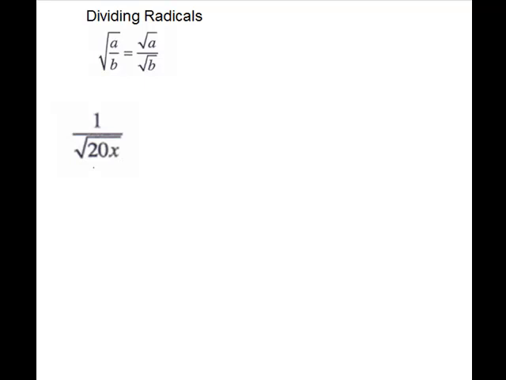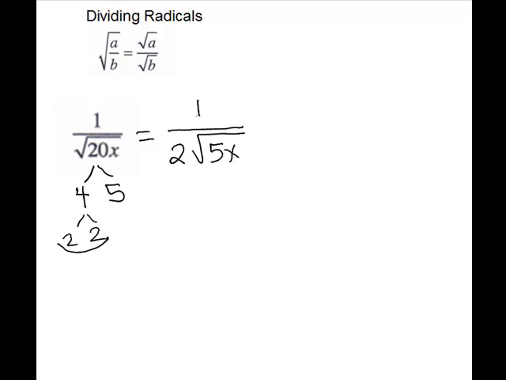20 has a square in it. It has a 4. So we have 4 times 5. It is fine to go ahead and take the square root of 4, which is a 2 on the outside. Or do your primes, and there is your 2 to go to the outside. We have 5 and x left underneath the radical. On your numerator, we have a 1. So we want to rationalize the denominator. The square root of 5x is the only thing that's a problem. So we will multiply by that.